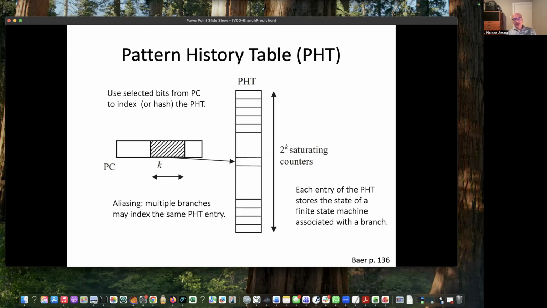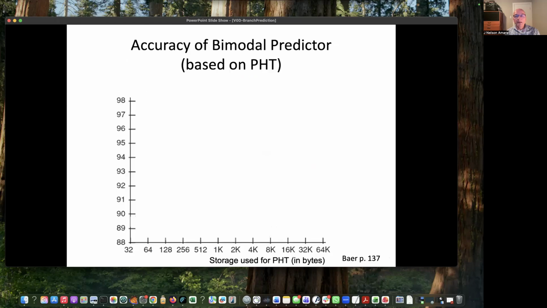Of course, there will be aliasing. I can have multiple branches for which those k bits are the same, and those branches will alias and map to the same entry in the table. Later we're going to see some mechanisms to address this aliasing. This aliasing can be harmless if the 2 branches, for example, have a tendency of going in the same direction. But this aliasing can also be destructive if the branches go in opposite directions. So if I have aliasing, I can have performance degradation.